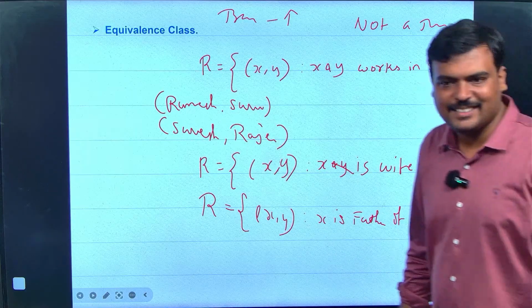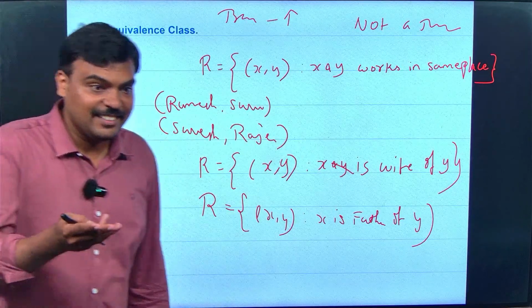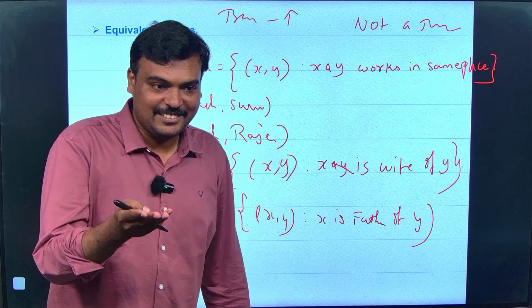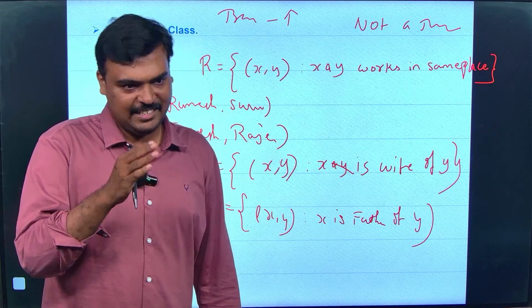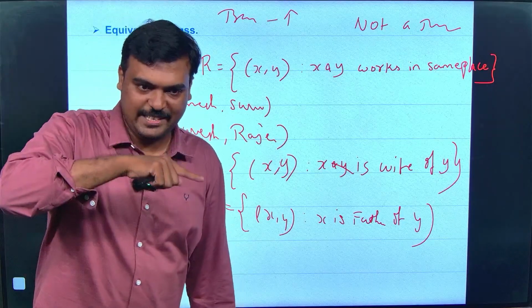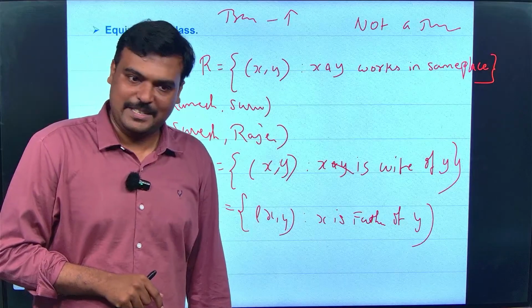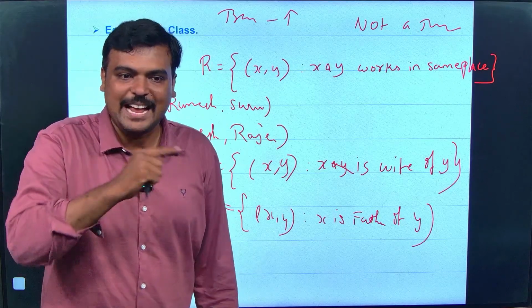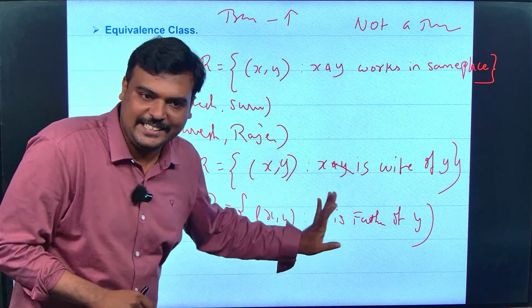Sir, symmetric. Can we say it is symmetric? Sure. If I say Ramesh comma Suresh, where Ramesh is the father of Suresh, we can't say Suresh is the father of Ramesh, it will be son. Correct? So definitely it is not symmetric.